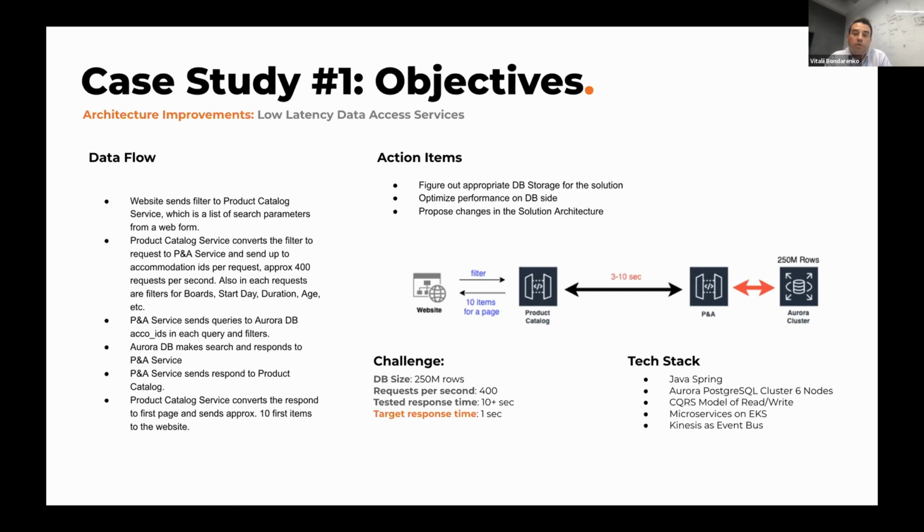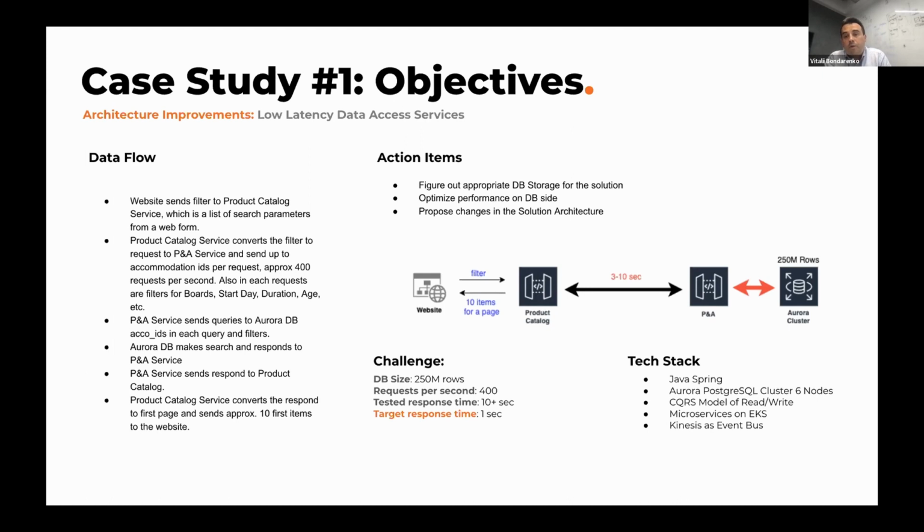If you look at the requirements for those two services, the amount of data is not really huge: only 250 million rows in a database, and 400 requests per second for the PNA service. But in general, what we saw was that the response time was really slow, more than 10 seconds for each request. That was quite surprising for us, because the target response time was defined as 1 second for this service.